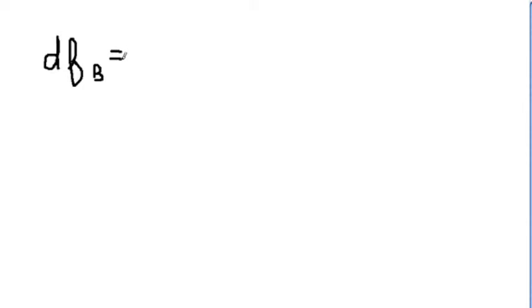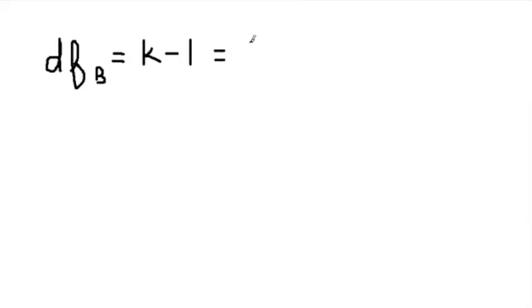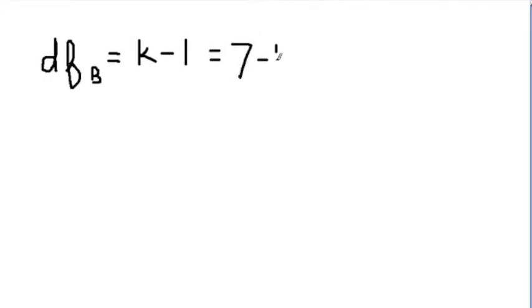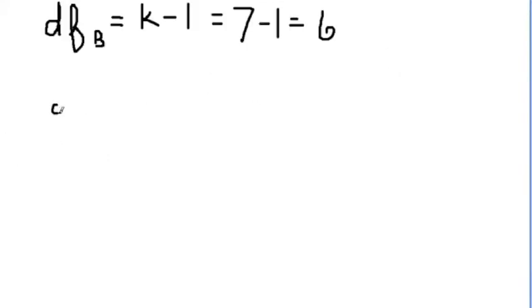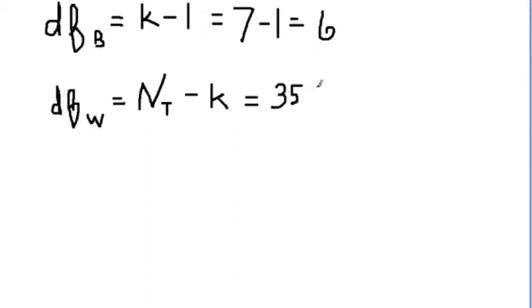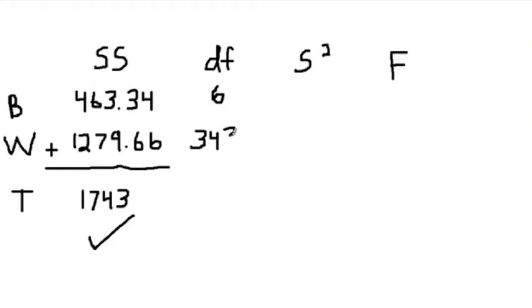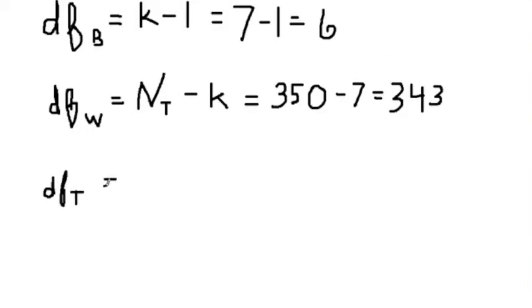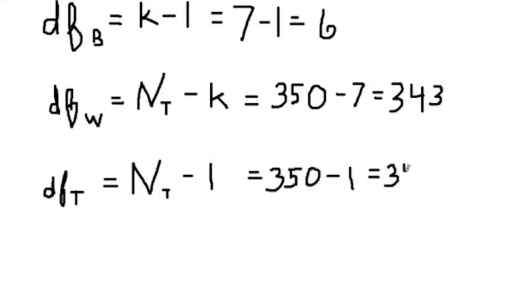The degrees of freedom between groups is equal to k minus 1, and you'll remember that k stands for the number of groups we have. So that's going to be 7 minus 1 equals 6. Put it in the chart. Degrees of freedom within equals the total n, so n sub t, minus k, and your total was 350 minus k, which is 7, 343. Put it in the chart. And degrees of freedom total is the total n minus 1. So that should be 350 minus 1 is 349, and add that to the chart.